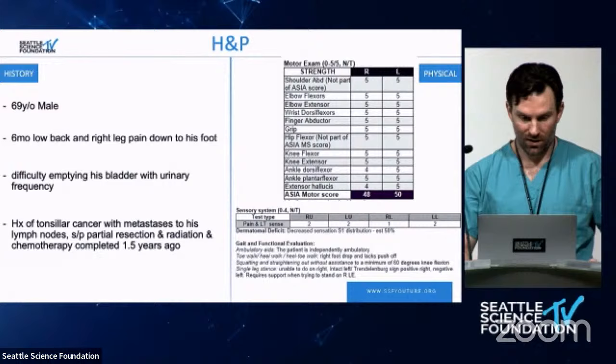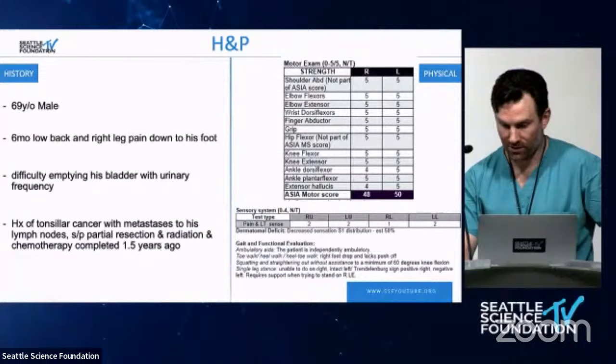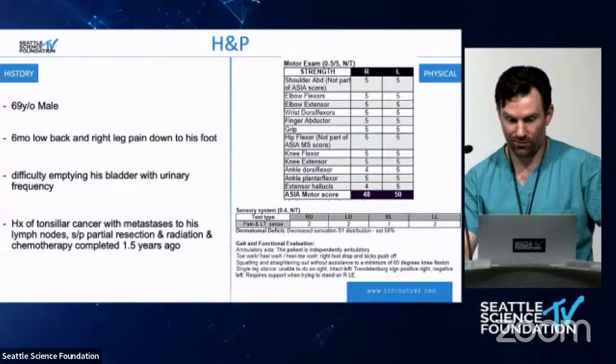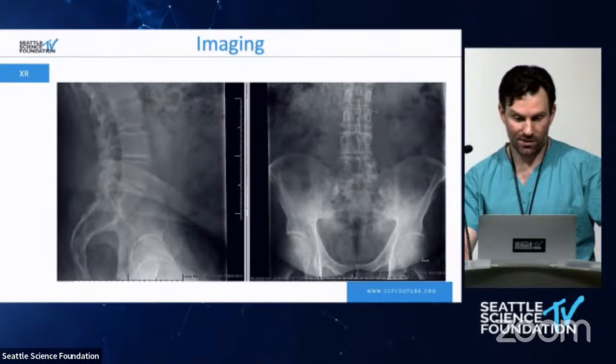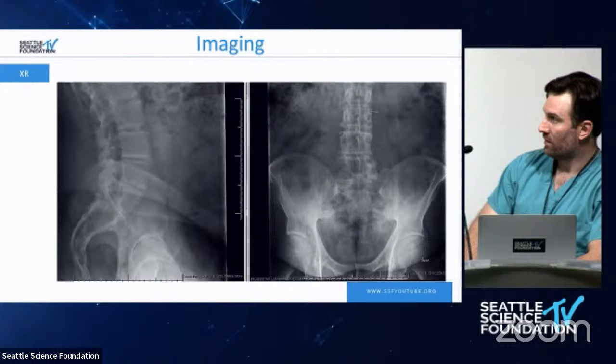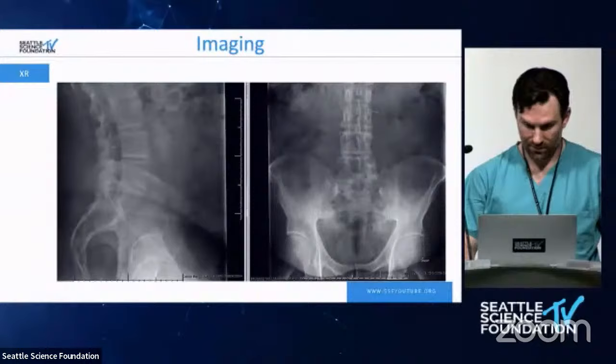On exam, he had some weakness in his ankle dorsiflexion and EHL on the right, mild decrease in sensation of S1 on the right, and a positive right-sided Trendelenburg as well. So these are preoperative images. On X-ray, you can obviously see there's a winking owl sign down at L5. That's all you can really glean from this.